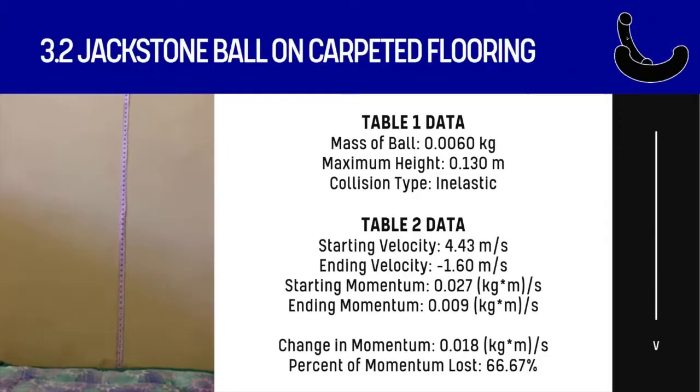As of this case number 3.2, these are all the data calculated. Table 1 data of the case included the following: mass 0.0060 kg, maximum height 0.130 meters, collision type inelastic. Table 2 data of the case included the following: starting velocity 4.43 meter per second, ending velocity negative 1.60 meter per second, starting momentum 0.027 kg by meter per second, ending momentum 0.09 kg by meter per second.